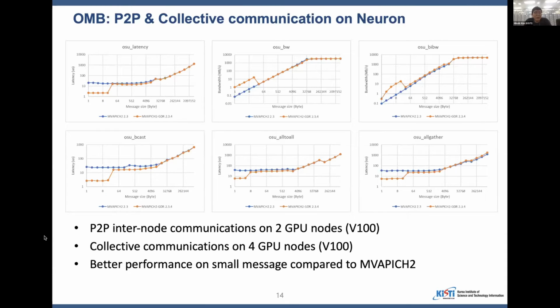And also, we evaluate the P2P and internal communication, collective communication for the verification of the MVAPICH2 GDR installation. We check the 5 benchmarks with MVAPICH2 GDR and compare with the previously installed MVAPICH2 library. Most of the results are similar to MVAPICH2, but there is some improvement in small message cases.